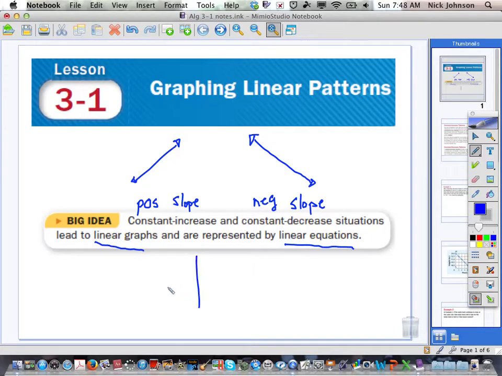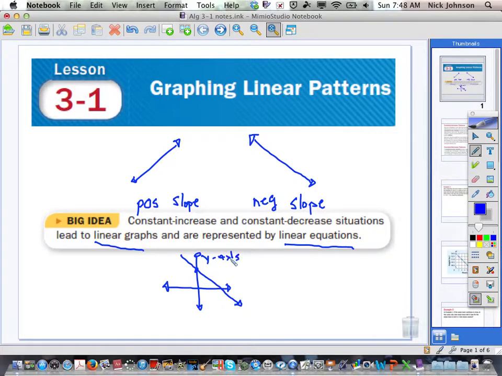Now, on a coordinate plane, we also have a point that we normally know how to graph on a problem like this, and that is the y-intercept. The y-intercept is where the line crosses the y-axis. This is my y-axis right up here.